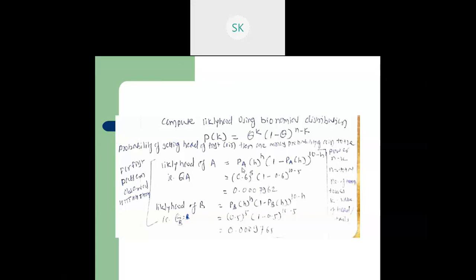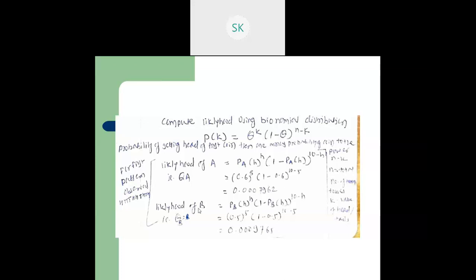We assume that theta A is equal to 0.6 and theta B is equal to 0.5. Now putting the values, 0.6 raised to h, where h is the number of heads that appear, so 5 heads appear. Then 1 minus 0.6 raised to 10 minus 5, where 10 is the number of tosses and 5 is the heads. So this is the result.